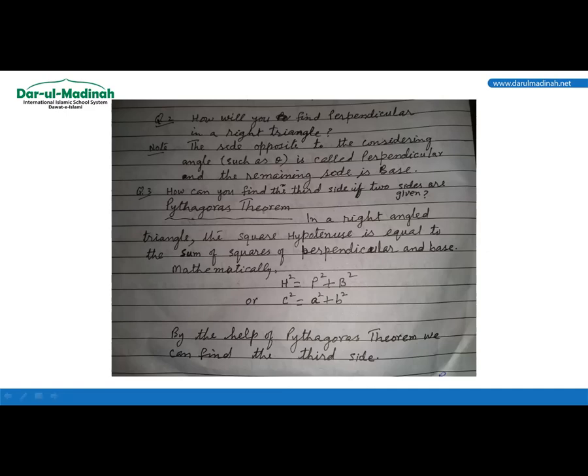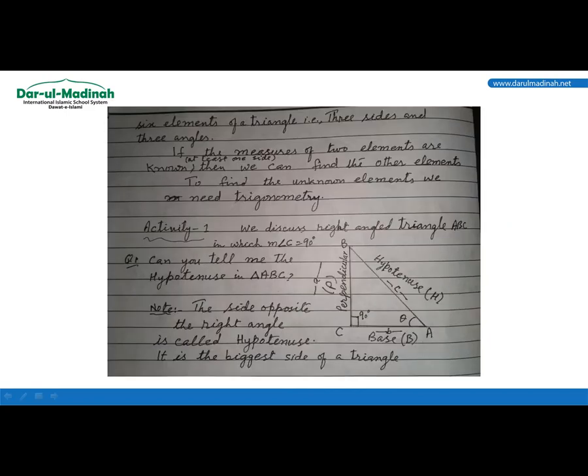Yes, in a right angle triangle, the square of hypotenuse is equal to the sum of squares of perpendicular and base, and mathematically we can represent it as h square is equal to p square plus b square, perpendicular square plus base square. And hypotenuse is taken as c. In the previous figure you can see here, this hypotenuse is c and perpendicular is a and base is b.